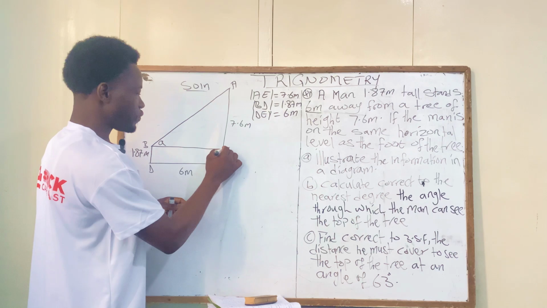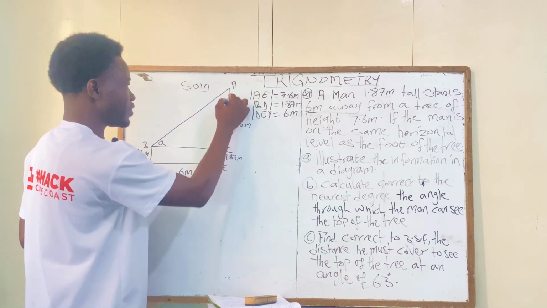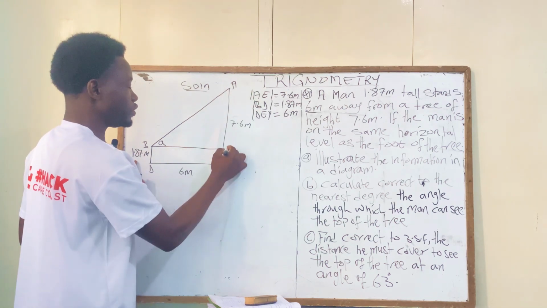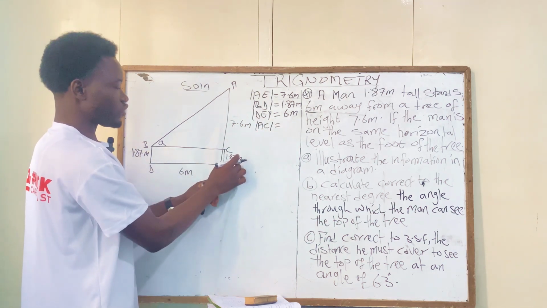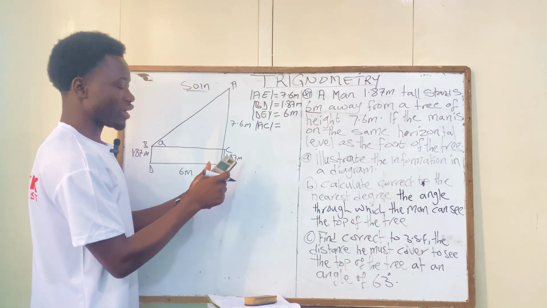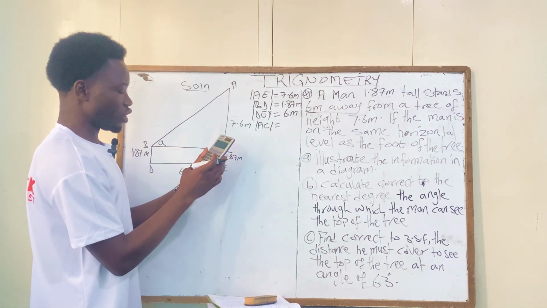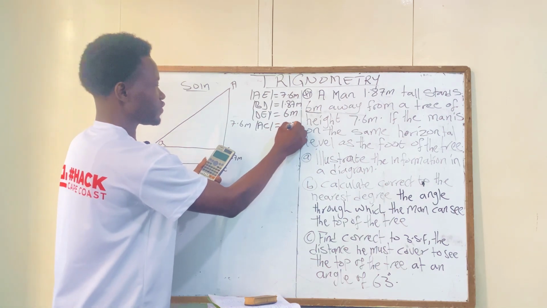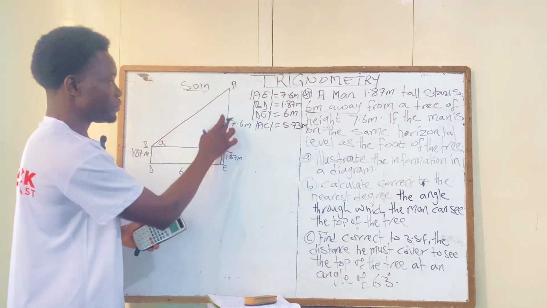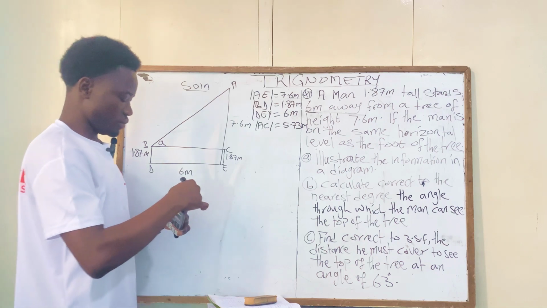So from this point to this point is 1.87 meters. Therefore, from A to C will be equal to, I will subtract this away. So let me take a calculator. We have 7.6 minus 1.87, which is going to be 5.73 meters. That means from A to C here is 5.73 meters.